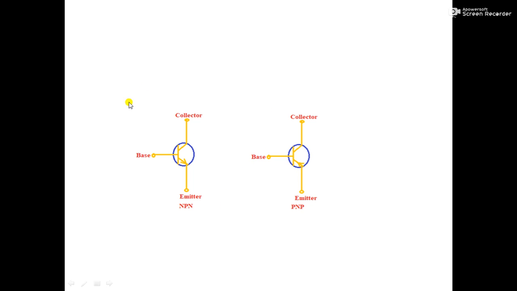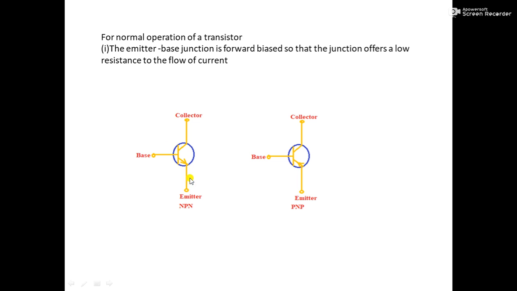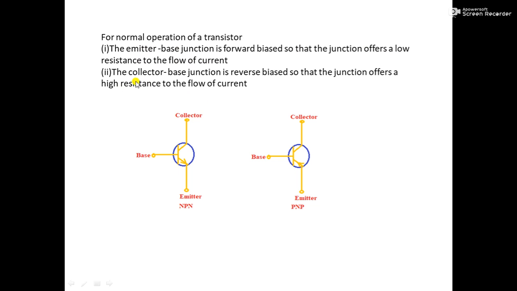But this is the circuit symbol. In a circuit, we can identify by these arrowheads, but practically, the transistors can be identified by using an ohmmeter. For normal operation of a transistor, the emitter base junction is this junction. The emitter base junction is forward biased, so the junction offers a low resistance to the flow of current. And the collector base junction, this junction, is reverse biased, so the junction offers a high resistance to the flow of current.